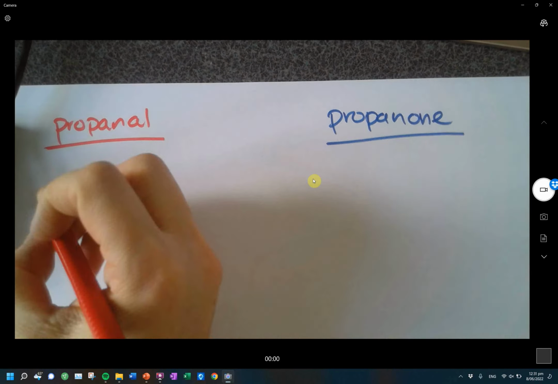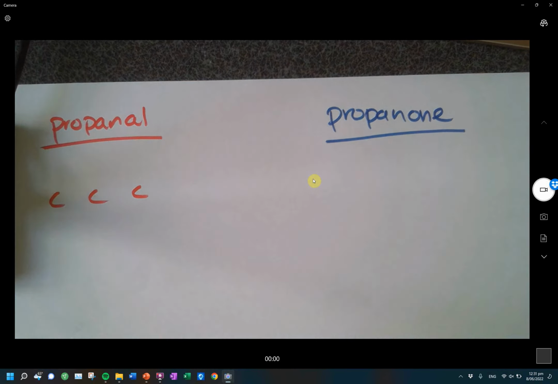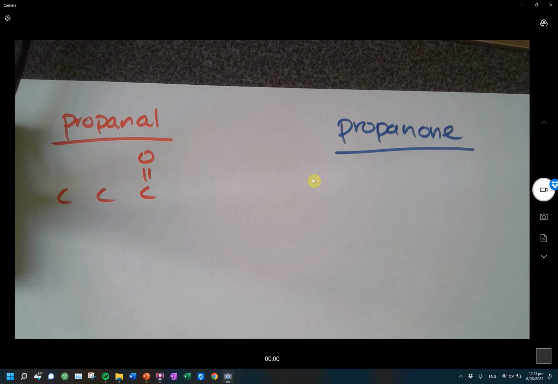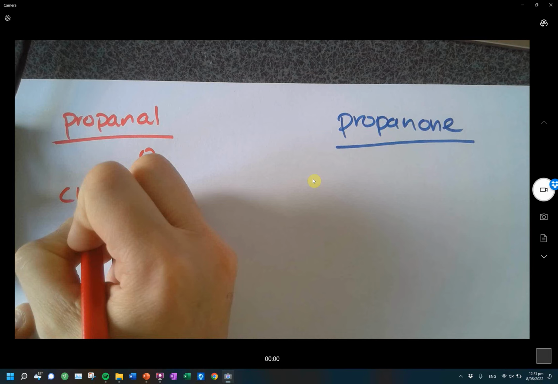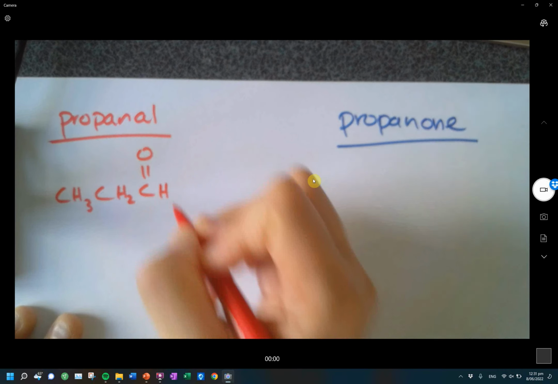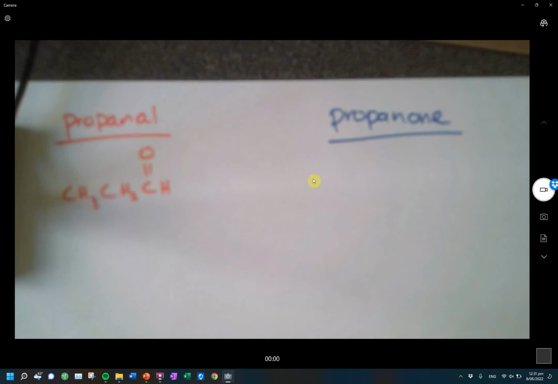So propanal, prop 1, 2, 3. Al tells me aldehyde, double bonded oxygen. And then my last step is always to put in the hydrogen. Remember, everybody should have 4 bonds. So this carbon on the end has 3 hydrogens. This one only has 2. This one will only have 1. So that is what propanal should look like.